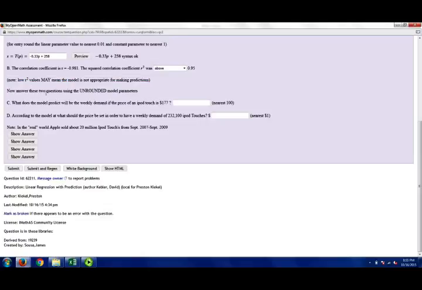So that's that. Now, for the rest of this, we use the full kit and caboodle, the parameters that I gave to you up here in full decimal unrounded glory. What does the model predict will be the weekly demand if the price of an iPod is $177? We want to round to the nearest dollar. Oh, let's show the answers we've seen so far. So, to the nearest dollar.